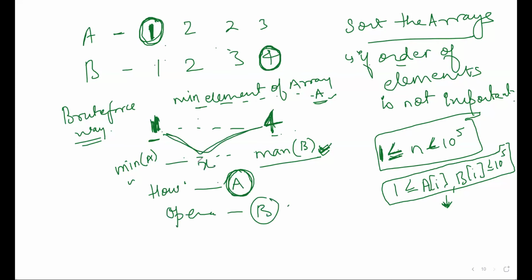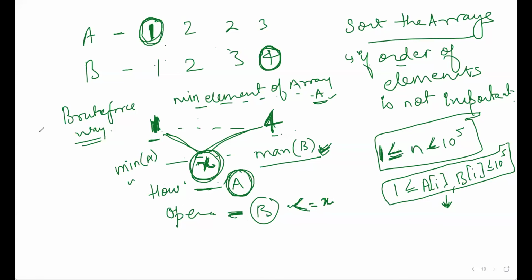Suppose you choose some random value x between 1 and 4, and you want the minimum element of the array to be x. So you need to make sure all the elements of array A are greater than or equal to x, then only your minimum element will be x. And what operation do you have to do on B? You want to make sure the maximum element of array B is less than or equal to x. These operations you have to do.